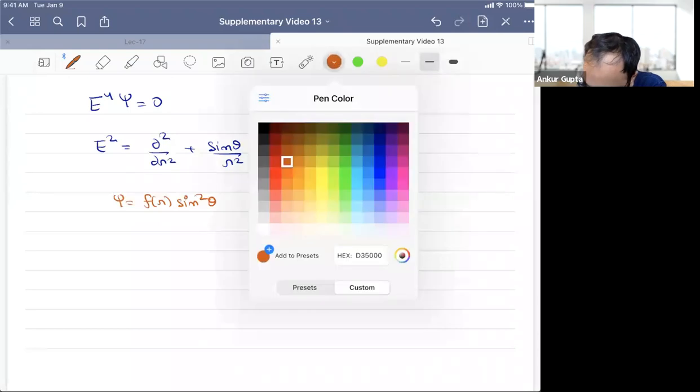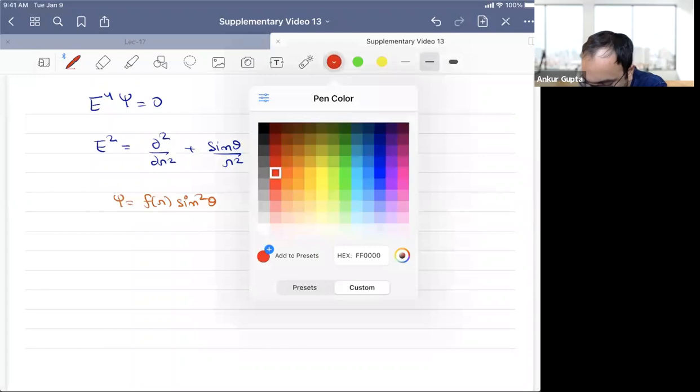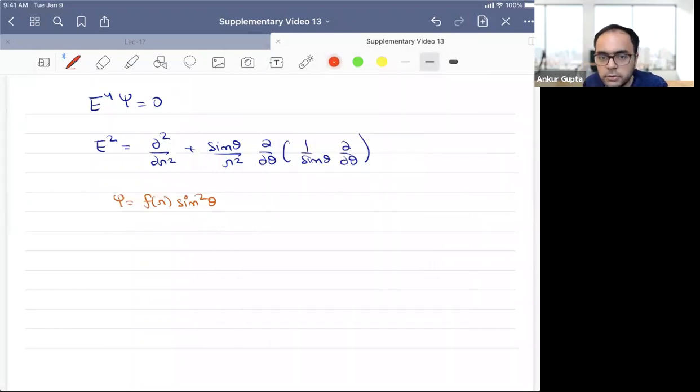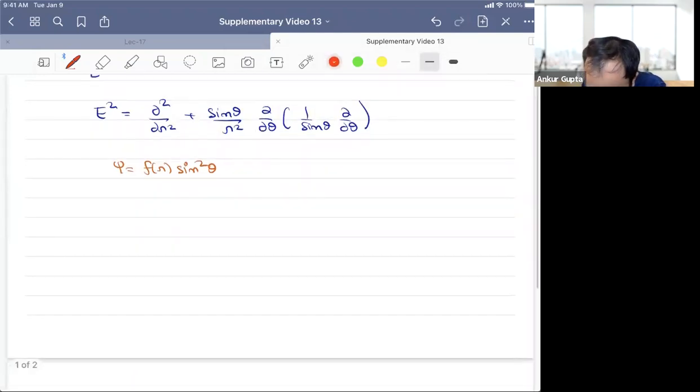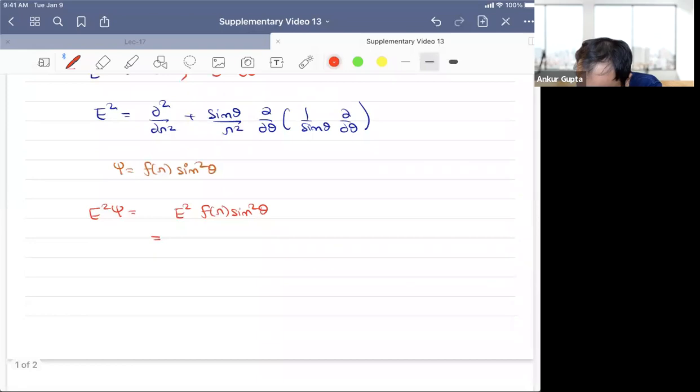So I want to derive that equation for f(r), which I kind of gave to you, and we had to almost accept it. So let's try to do that together. First, E² of psi becomes E² of f(r) sin² θ. I should clarify that E⁴ of psi is E² of E² of psi. So first, we'll do the first operation right now.